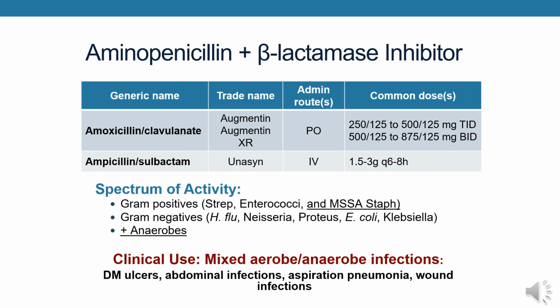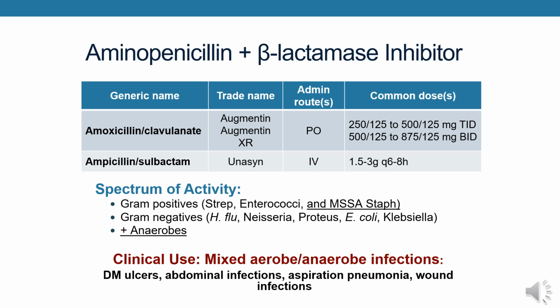Next, we have the aminopenicillins and beta-lactamase inhibitor combination. Amoxicillin is paired with clavulanic acid, and ampicillin is paired with sulbactam. These work by using the beta-lactamase inhibitor to act as a decoy to the beta-lactamase resistance mechanism that the bacteria produce. Those destroy the beta-lactamases and allow the aminopenicillins to do their job well.